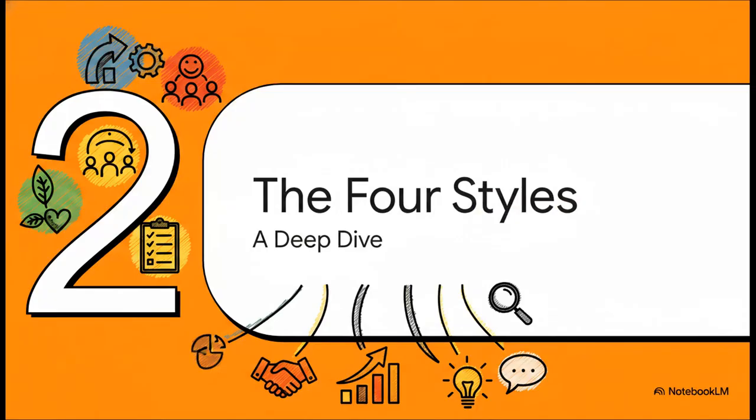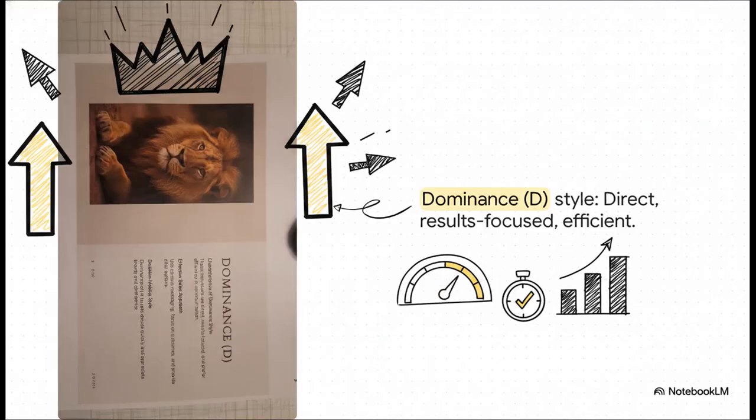Moving right along to Section 2, the 4 behavioral styles. Time for a deep dive. First up, we've got dominance, or the D style. Think of this style like the powerful lion resting right here.